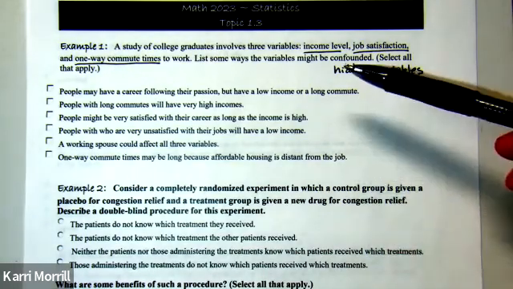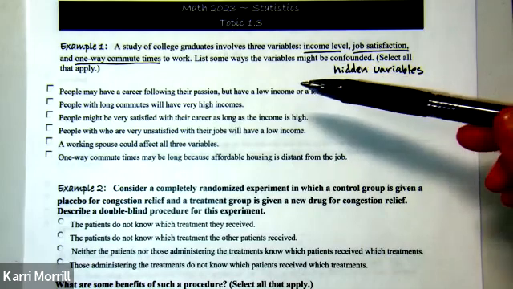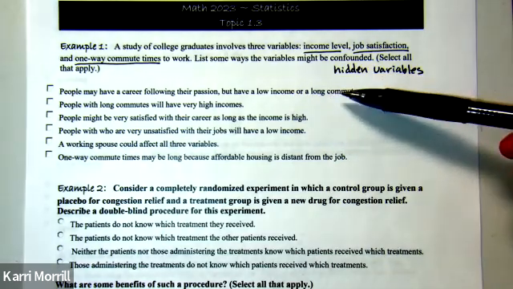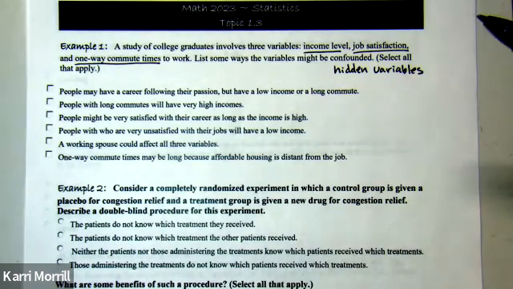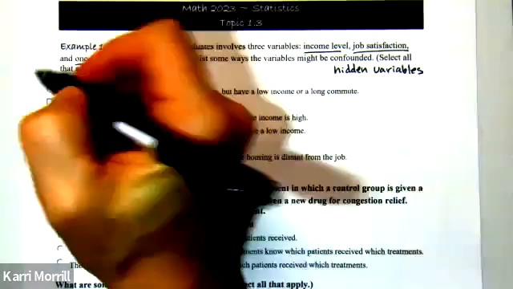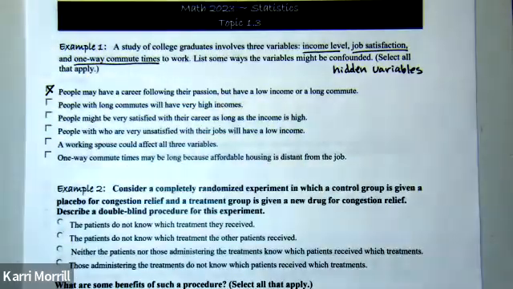So 1 says people may have a career following their passion, but have low income or a long commute. And I believe that's probably true. Just as an educator, I don't have a long commute, but I definitely don't have a super high income paying job. But my job satisfaction is pretty high. I like what I do. So, you're thinking about all 3 of those variables that are stated, but what are some hidden variables that could affect the income level, job satisfaction, commute times, or do they affect each other in one way or another sometimes?